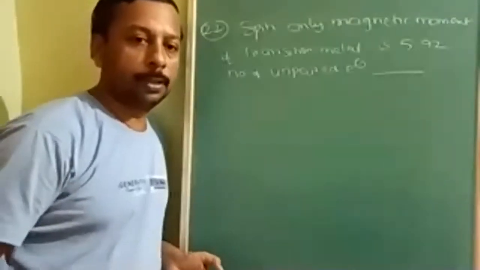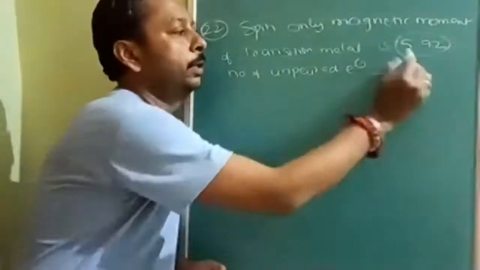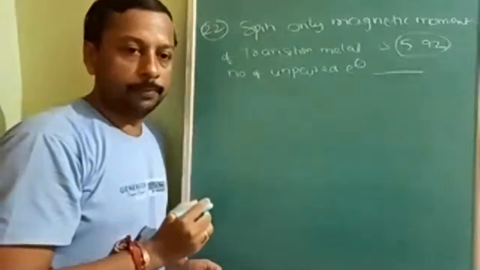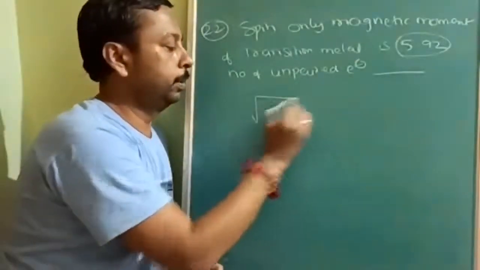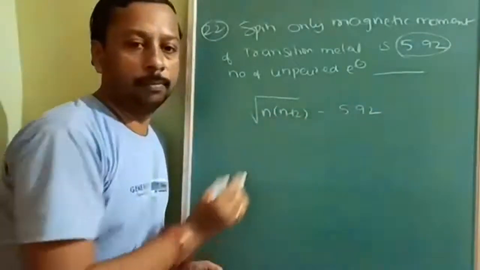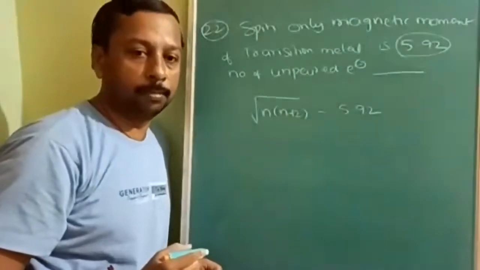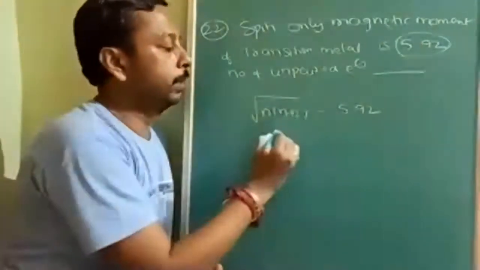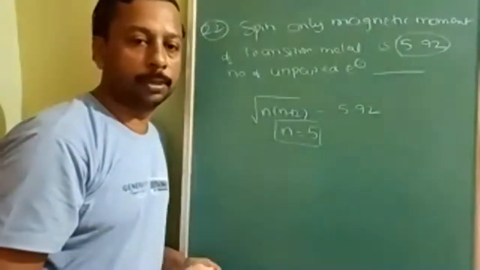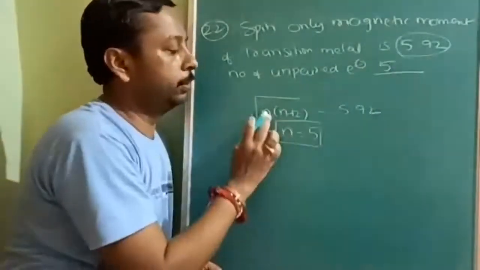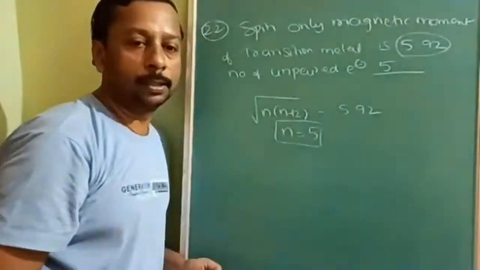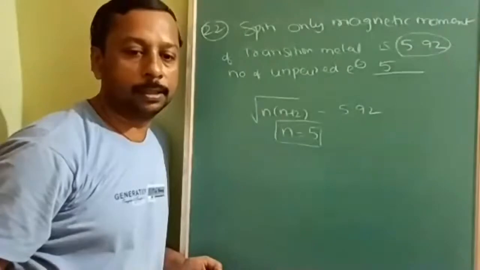Okay, next question. Magnetic moment is 5.92. Then number of unpaired electrons you have to find out. What is the formula for magnetic moment? Square root of n into n plus 2 is equal to 5.92. What is here n? n is the number of unpaired electrons. On squaring both sides, then you will simplify. How much you will get? 5. What is the answer to this question? 5 unpaired. 5 into 5 plus 2, 7; 7 5s are 35. It is nearby 36, that's why 6. So less than 6, that is 5.92.